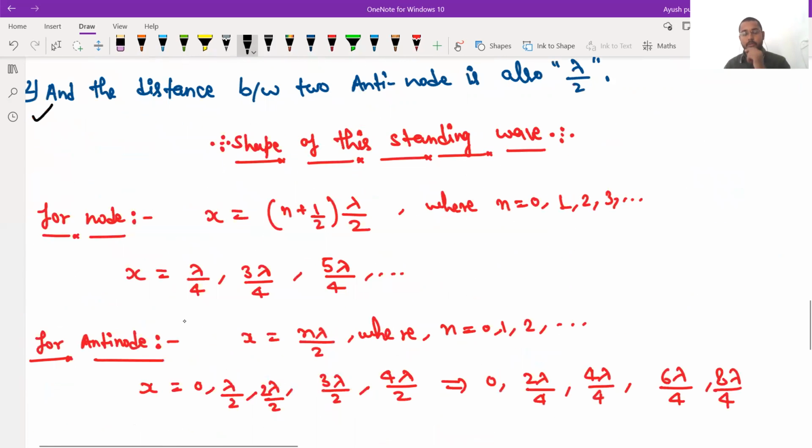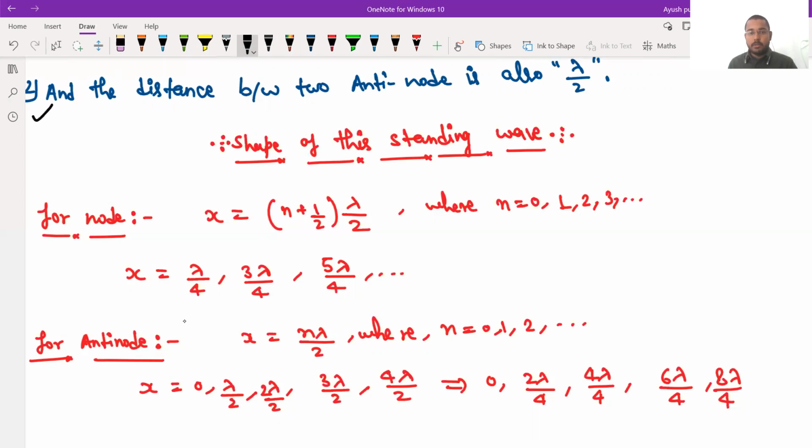Fine. So for nodes, we now know x equal to (n plus half) lambda by 2, where n equal to 0, 1, 2, 3, right? So x will be equal to lambda by 4 when we put n equal to 0. When we put n equal to 1, we get x equal to 3 lambda by 4. When we put n equal to 2, we get 5 lambda by 4, right?